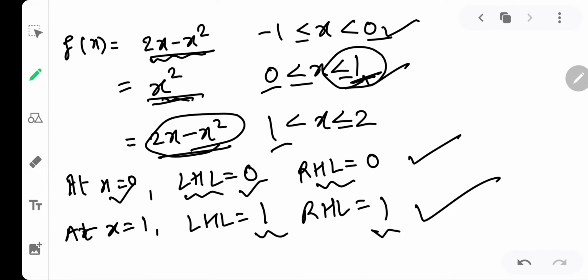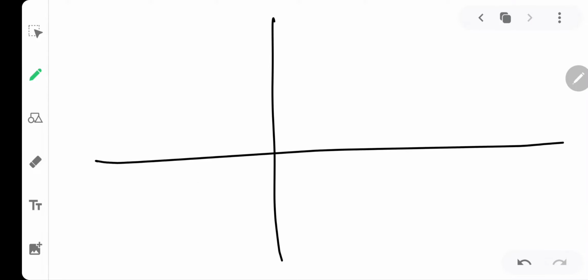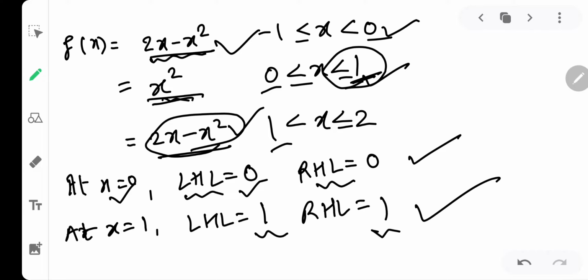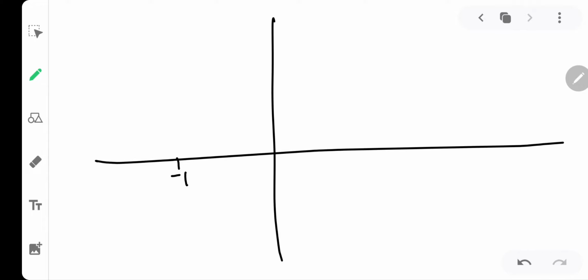Now why did I do so? Because I need to make this graph. I want to make this graph and make you understand how beautiful it is. So let us try to make the graph. First of all, at minus 1, what is the value of the function? 2 into minus 1 is minus 2, minus 1 square, so minus 2 minus 1 is minus 3. So at minus 1 the value is minus 3. Let me mark minus 3 as the value.